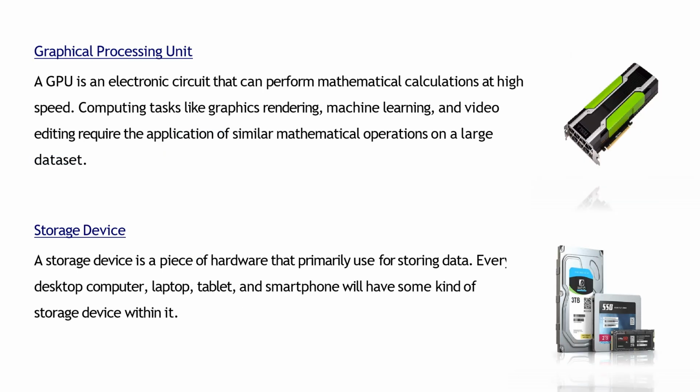Graphical processing unit. A GPU is an electronic circuit that can perform mathematical calculations at a high speed. Computer tasks like graphic rendering, machine learning, and video editing require the application of similar mathematical operations on a large dataset. Storage device. A storage device is a piece of hardware that is primarily used for storing data. Every desktop computer, laptop, tablet, and smartphone will have some kind of storage device within it.